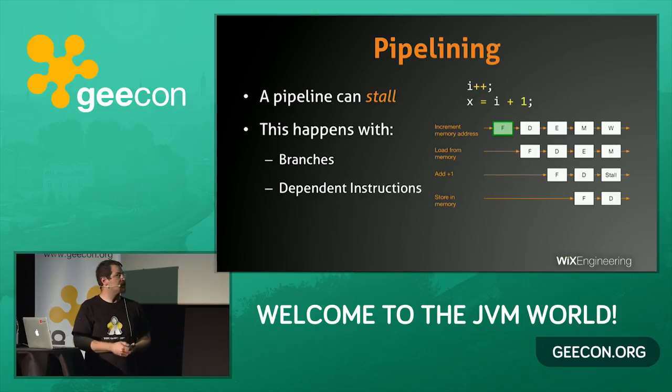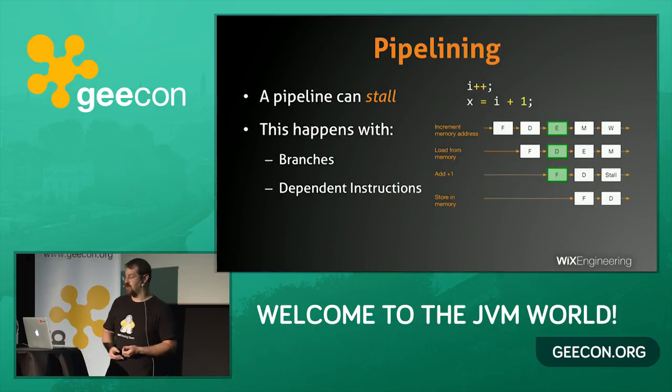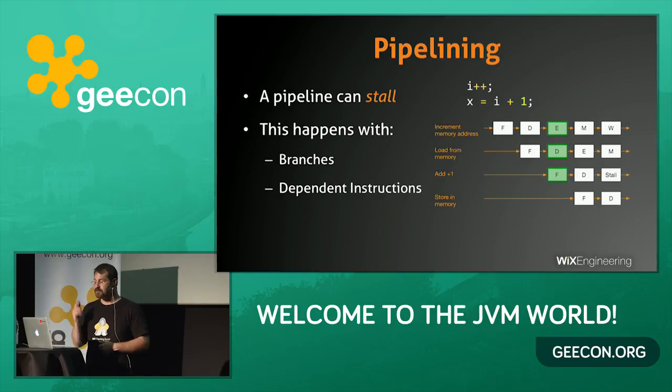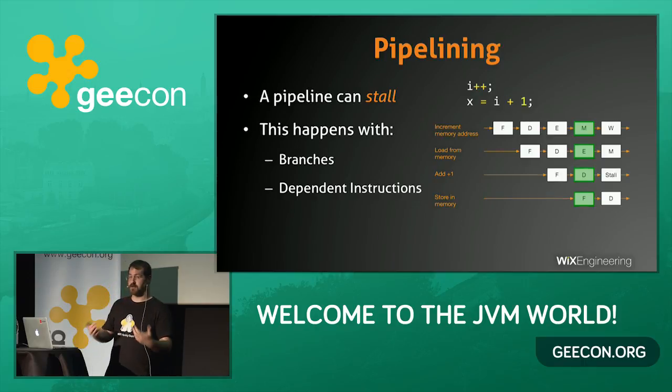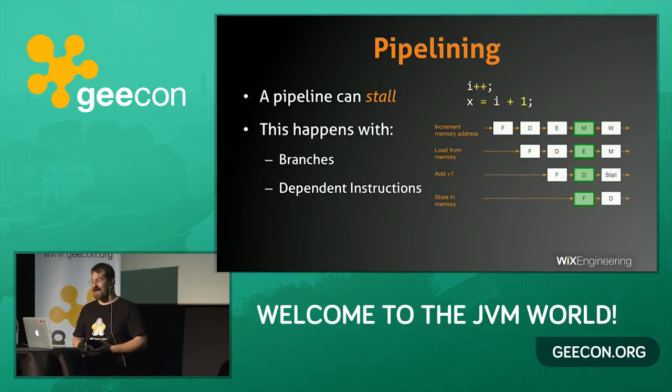Well, the first thing we do is we fetch the memory load instruction. Then we can execute it while fetching the increment memory. Then we can fetch the load from memory instruction while decoding the increment. Then we execute the increment while decoding the load from memory, and we can feed a new instruction to the pipeline. That would be adding 1 to x. So far, so good. We can do memory access, read off the original value of I as part of the first instruction, execute the load from memory, decode the add, and fetch the store. All of this happens in parallel.